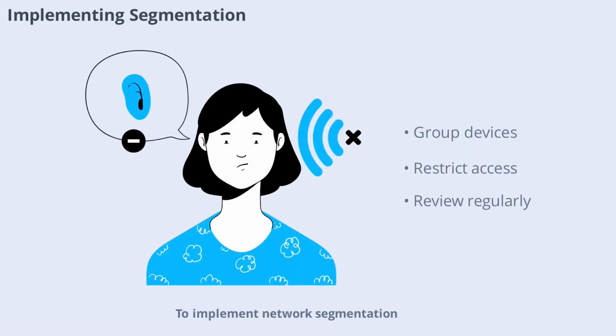Implement network segmentation. Start by identifying critical assets and grouping devices based on their function and security needs. Use firewalls and access controls to restrict communication between segments. Regularly review and update your segmentation strategy as your network evolves. This approach not only improves security, but also simplifies network management and troubleshooting.